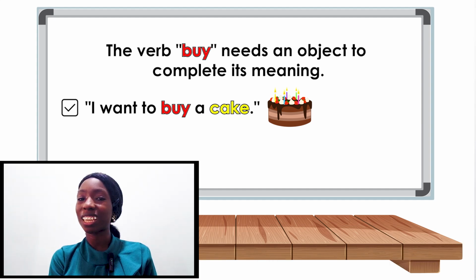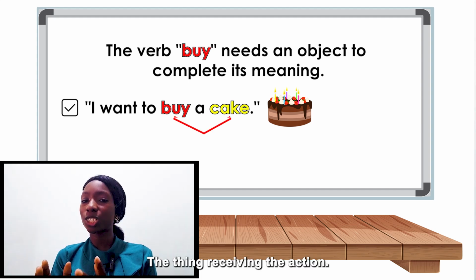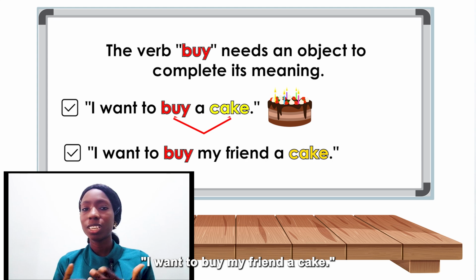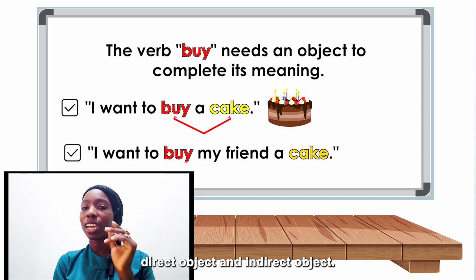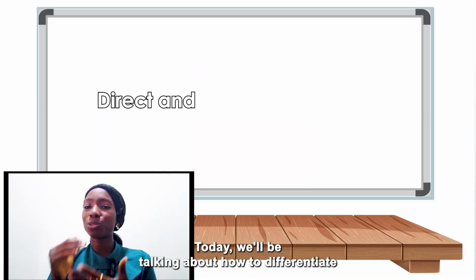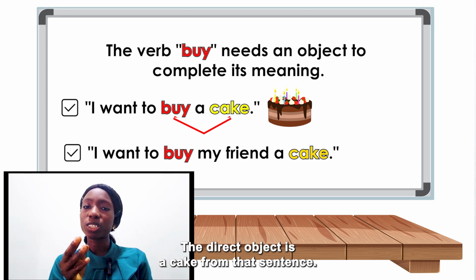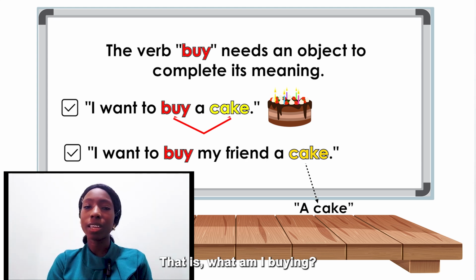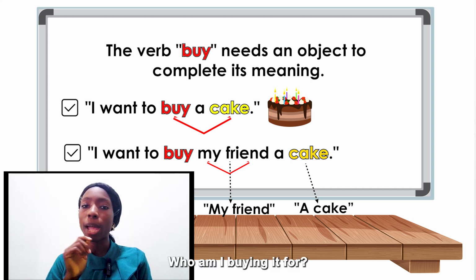Now it makes sense. A cake is a direct object, the thing receiving the action. But what if you say, I want to buy my friend a cake? Now we have two objects, the direct object and the indirect object. Today, we'll be talking about how to differentiate the direct object from the indirect object. The direct object in that sentence is a cake. That is, what am I buying? While the indirect object is my friend. Who am I buying it for?